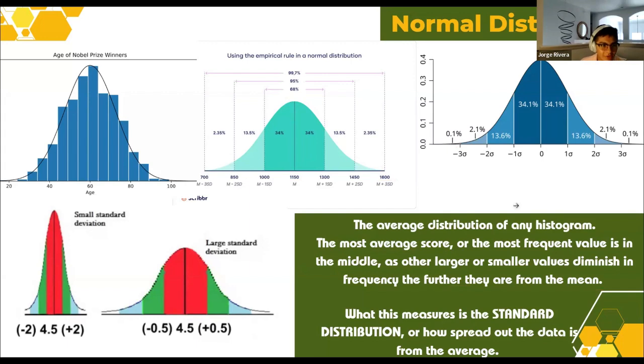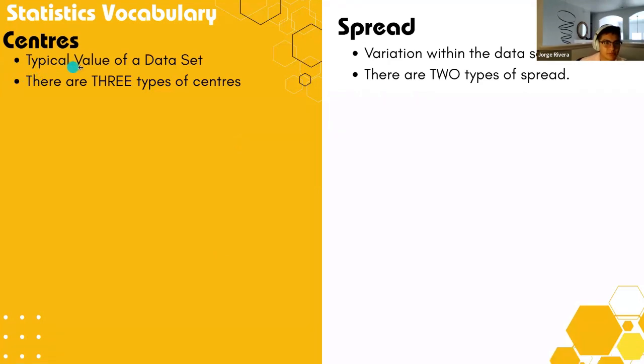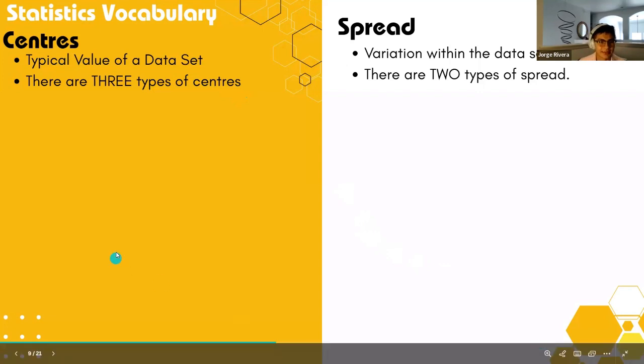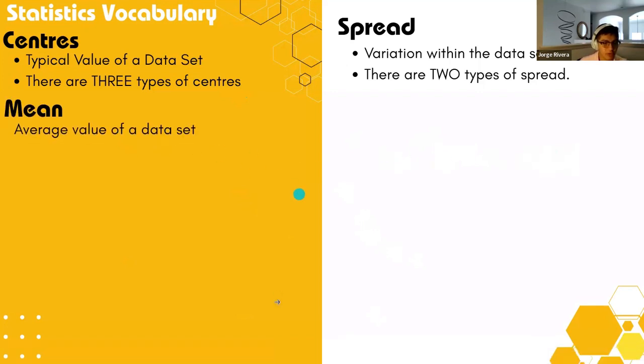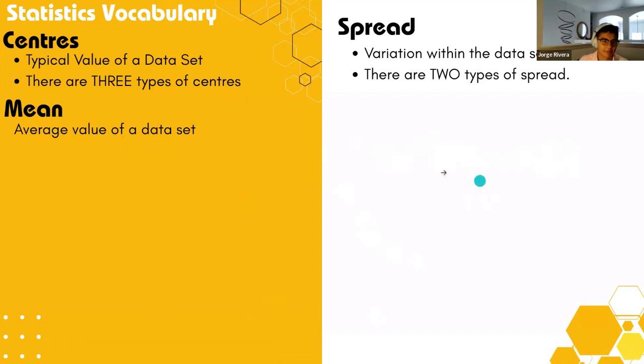Here we are going to look at some vocabulary of statistics. We have the centers, which are the typical values of data sets. There are three types of centers. There's the mean, which is literally the average value of a data set. The mean is equal to the sum of the values over the number of values.